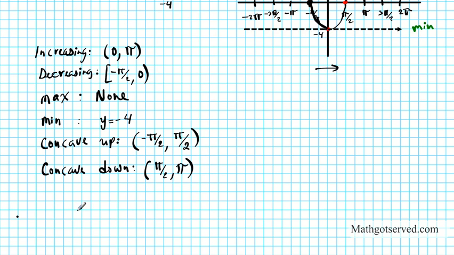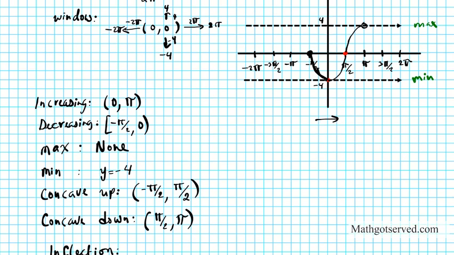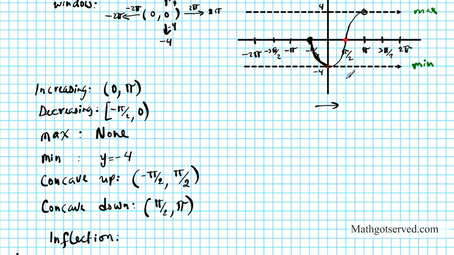Where is our point of inflection? Inflection happens where the concavity changes. So it was concave up here, and then it switched to concave down here. So a point of inflection happens at the center. Okay, let me indicate that for you. So from this point to this point, it was concave up, and then from this point to this point, it was concave down. Where did the switch happen? The switch happened right here. So there goes your inflection point. Okay? So the point of inflection is this value, which is x equals π/2.